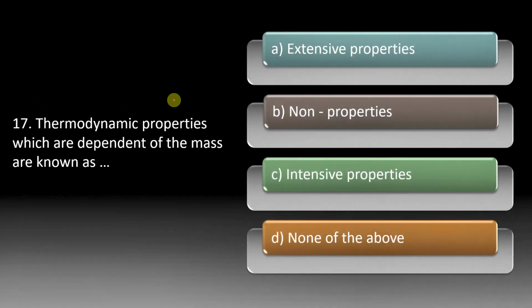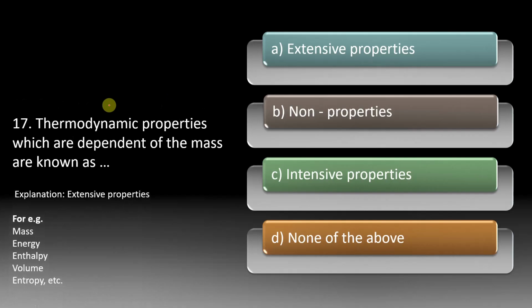Now the properties which are dependent on the mass of the system are the extensive properties. Various properties which are dependent on the mass are mass itself, energy, enthalpy, volume, and entropy.